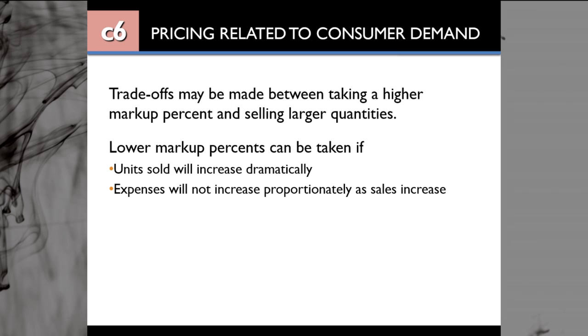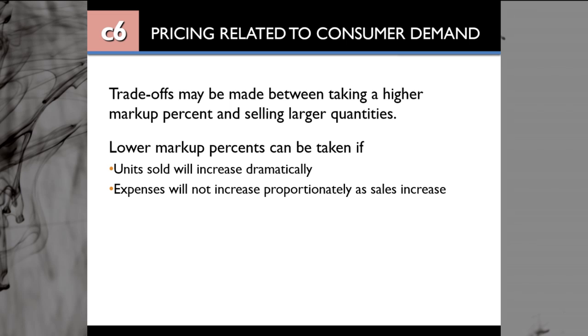A lower markup percent can be taken if units sold will increase dramatically and expenses will not increase proportionately as sales increase. One example is luxury brand versus fast fashion brand. Luxury brands such as Louis Vuitton and Gucci have a higher markup for each item. So if they sell just 2 items, with a higher markup percent, they may have a higher profit at the end.